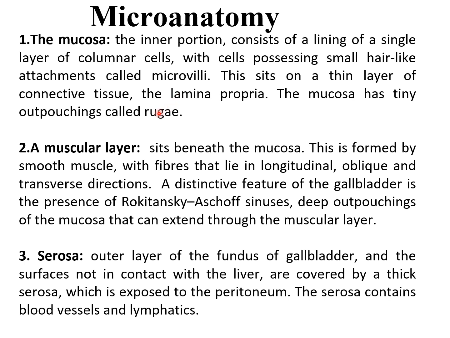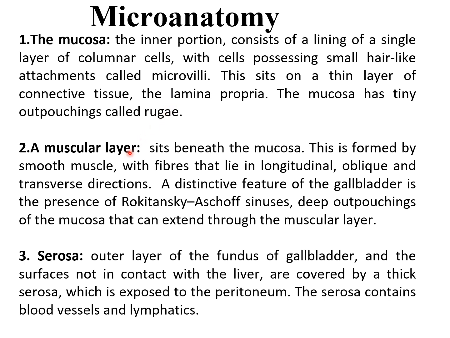The mucosa has tiny outpouchings called rugae. The mucosa of the gallbladder has a layer of columnar cells. These columnar cells have microvilli. Microvilli sit on the lamina propria, and the mucosal foldings are called rugae.